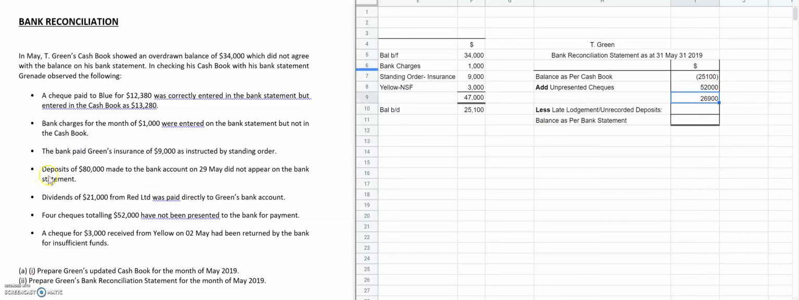the item that says deposits of $80,000 made to the bank account on 29th May did not appear on the bank statement, right? So these are deposits, late lodgements are deposits that we made to the bank, but based on the time that we lodged it, it did not appear on our bank statement for that particular month. So that item would be classified as a late lodgement and the amount is $80,000.